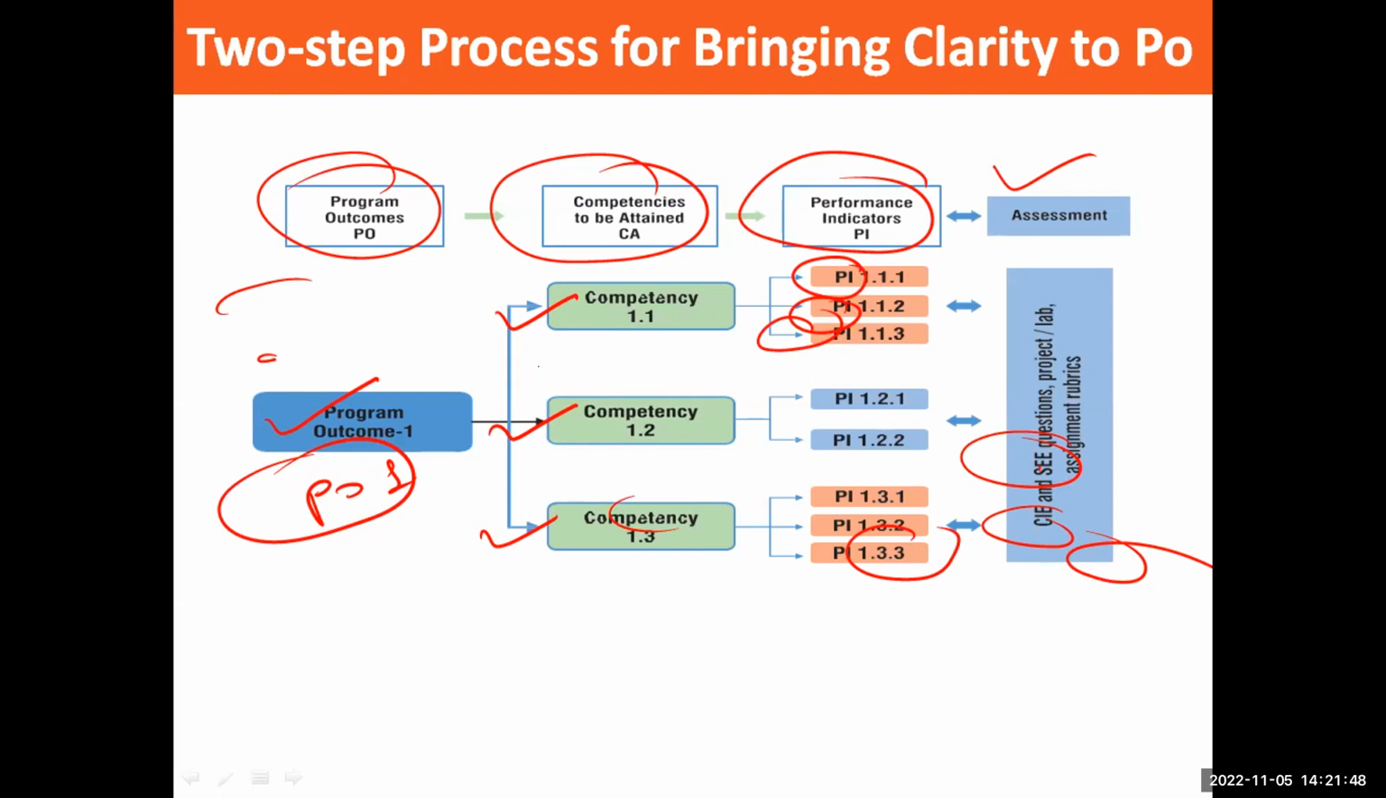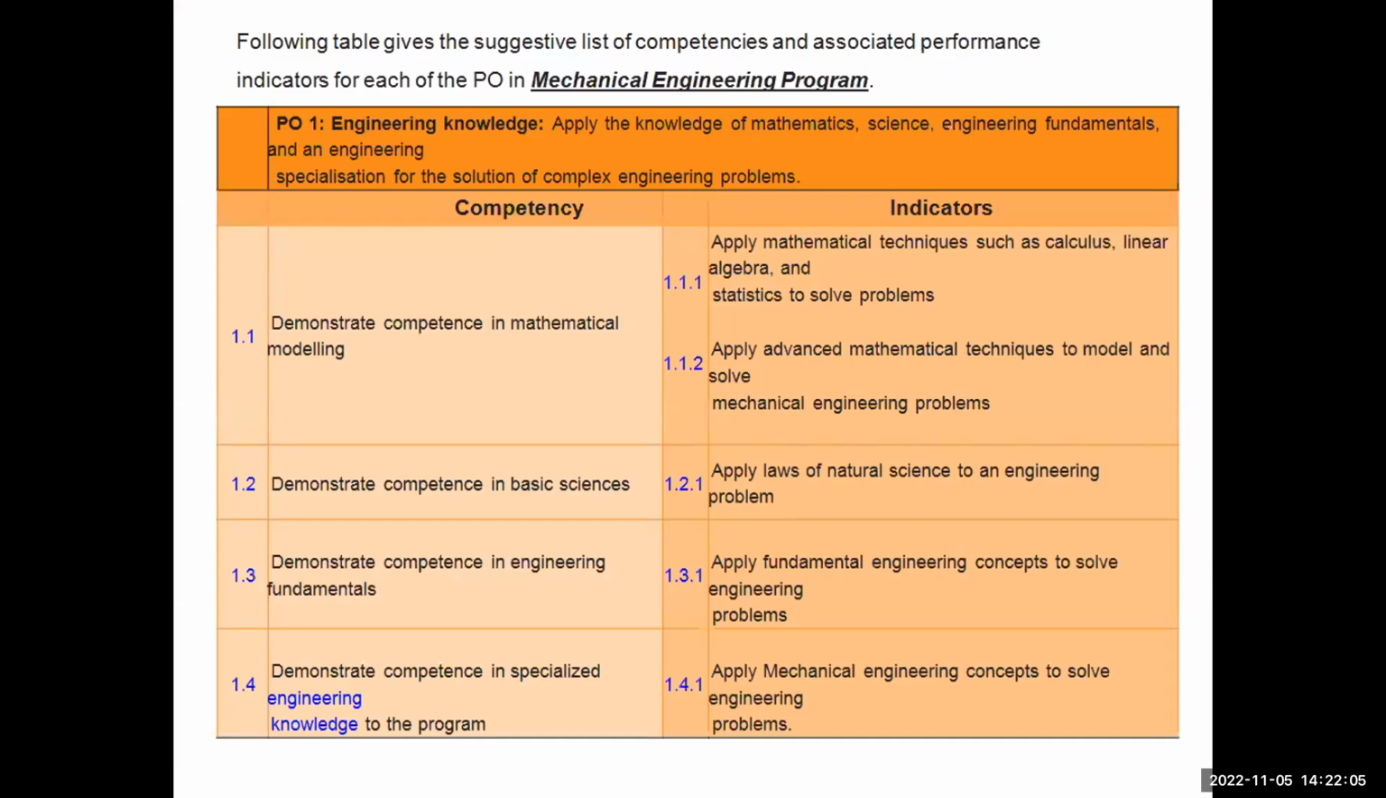So likewise, for competency number 2, which is 1.2, we have 2 performance indicators. Similarly, for competency number 1.3, we have 3 performance indicators. So moving to the direct example on it. I have a chart ready, available for all the POs of engineering.